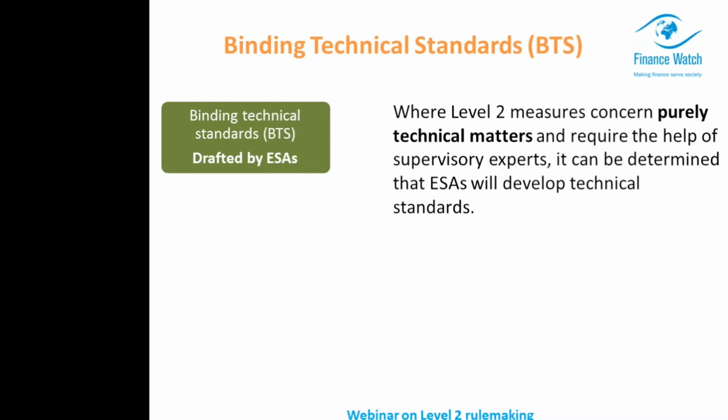So now we have binding technical standards. So that's... she's feeling better there. Yes, we almost have done.